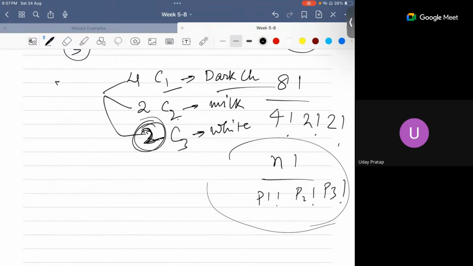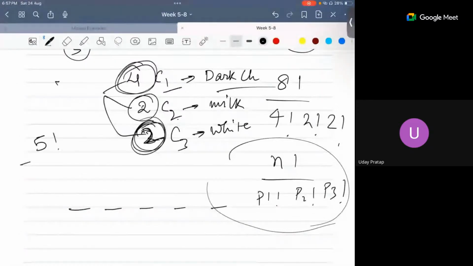So you'll be left with what? You just have to fill in 5. This is 2, this is 2, 2 to 4, and then you can just consider this as a 1. So you have 5 factorial ways, and then you divide it by what? You divide it by 2 factorial into 2 factorial, correct? Does anyone have any doubt in this?